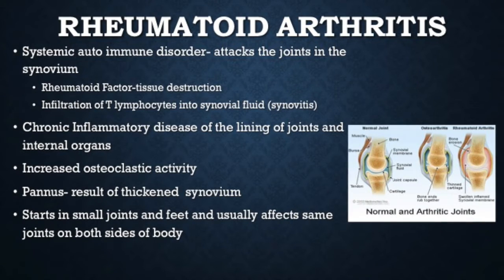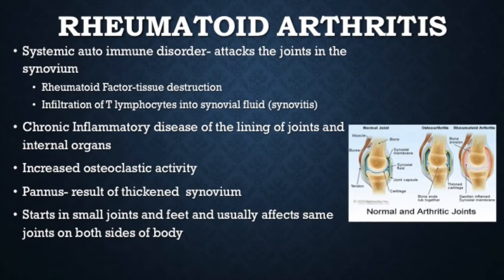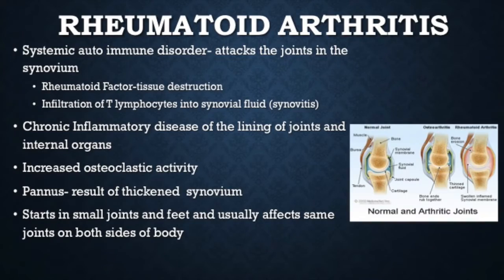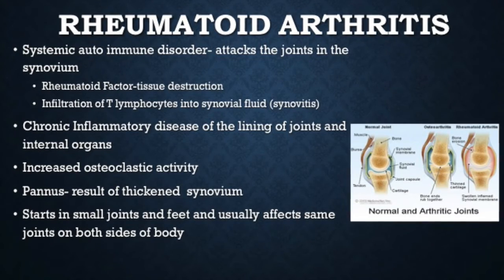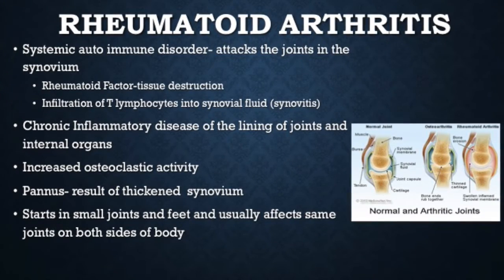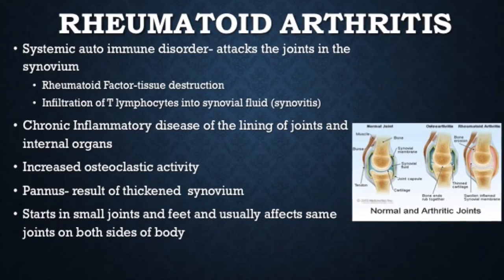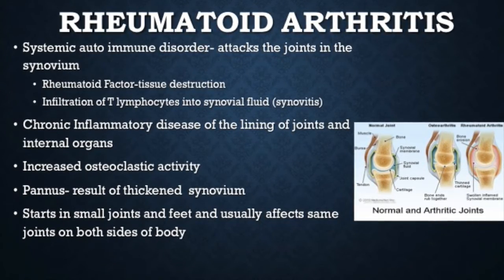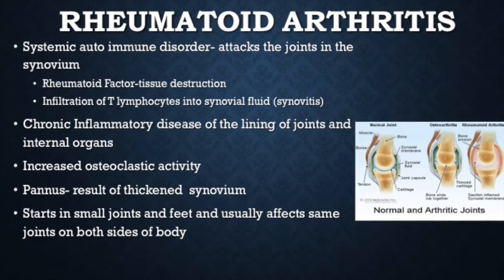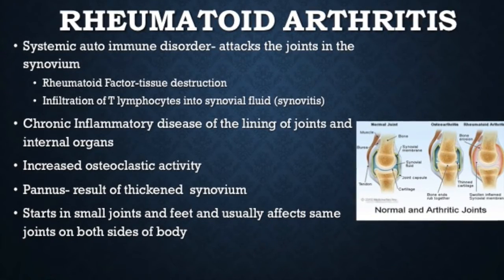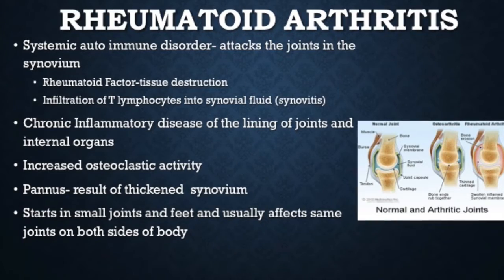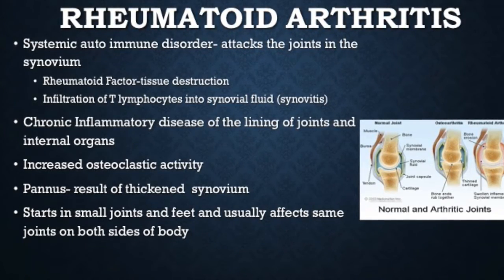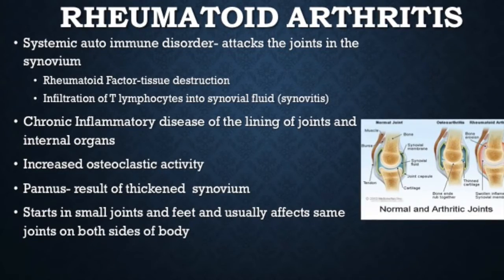In people with rheumatoid arthritis, most of the time they will have rheumatoid factor, and this will lead to tissue destruction. Rheumatoid factors are antibodies, autoantibodies that react with immunoglobulin antibodies found in the blood. It's hypothesized that the interaction between rheumatoid factor and the immunoglobulin triggers events that initiate an inflammatory reaction. So this inflammatory reaction causes an infiltration of T lymphocytes into the synovium, which causes synovitis.